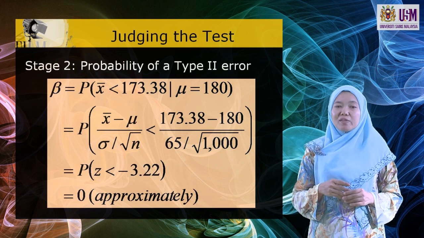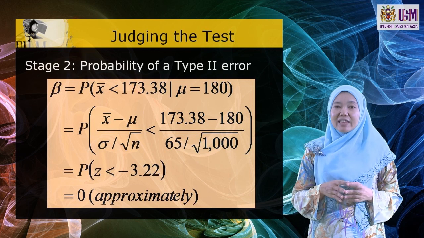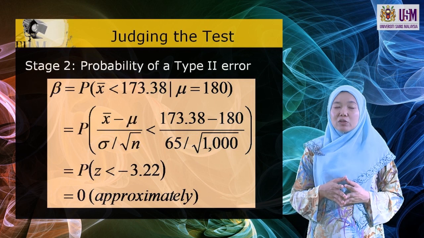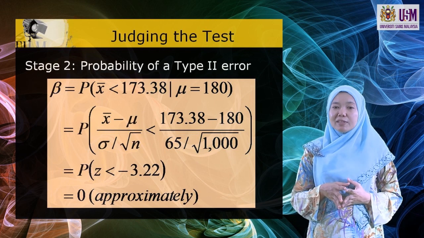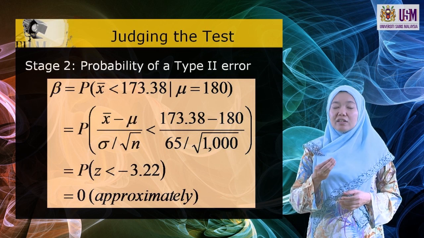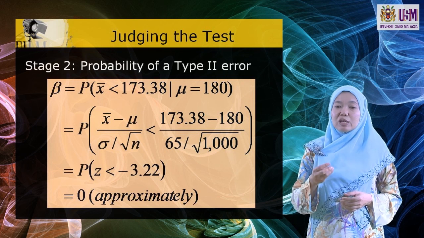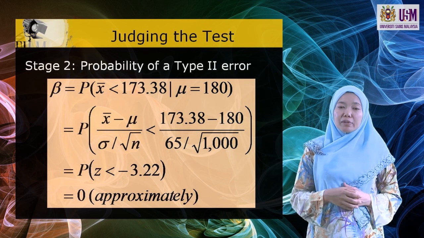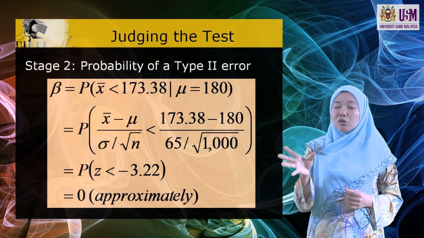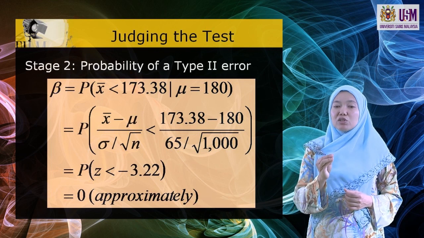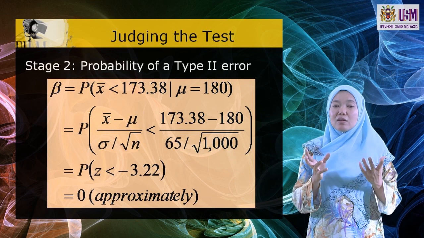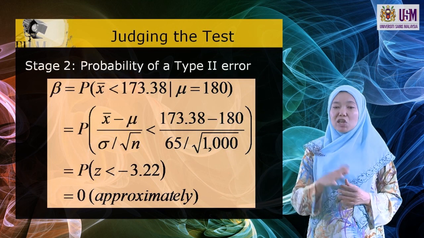Stage 2, when it comes to the probability of making a type 2 error, we need to calculate beta now. The probability of beta is given as X bar less than 173.38 for mu equals 180. In this case, replace the z-score formula, replace all the values accordingly. What you get is the probability of z less than negative 3.22. You go to the table and you know that the table can only read up to the value of -3.09. Beyond that, we can assume the probability of Z beyond 3.09 is 0. So that is an approximation.